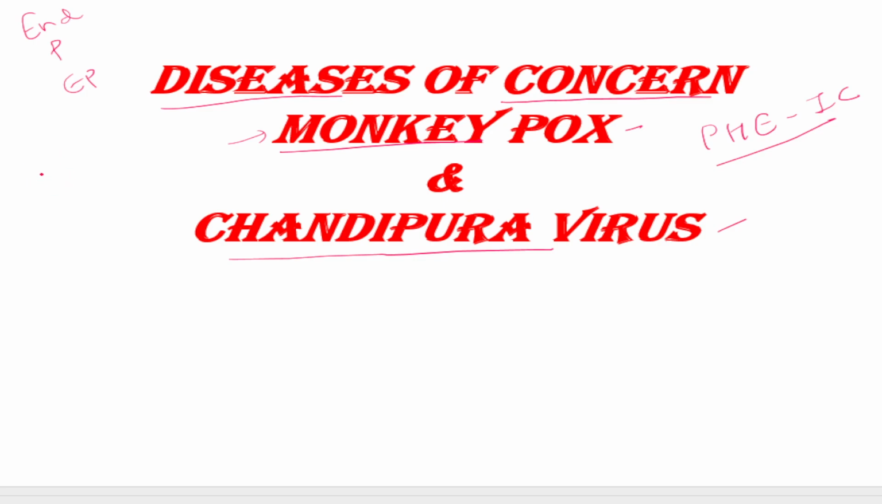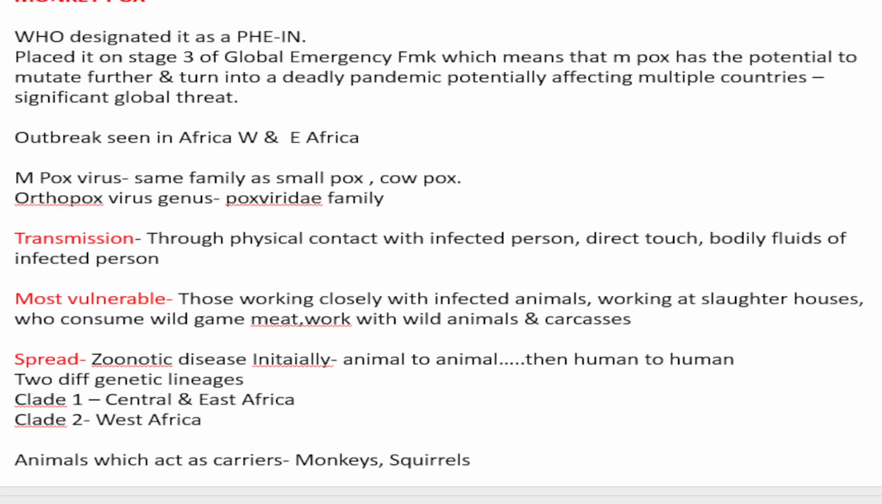Then we will study the concept of what is a pandemic treaty and also about the 77th World Health Assembly which took place recently. Now we start our discussion with what is monkeypox. Monkeypox has been designated as a public health emergency of international concern. Now it is a zoonotic disease, that is, it originates in animals. It initially spreads from animal to animal, then from animal to human, and finally from human to human.